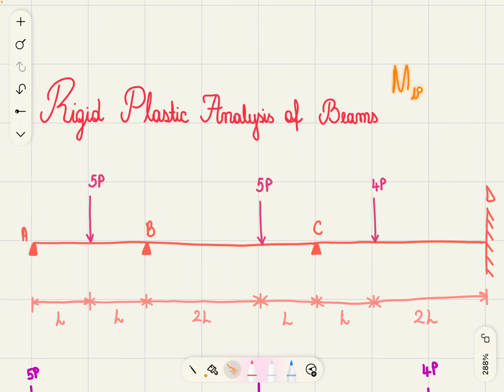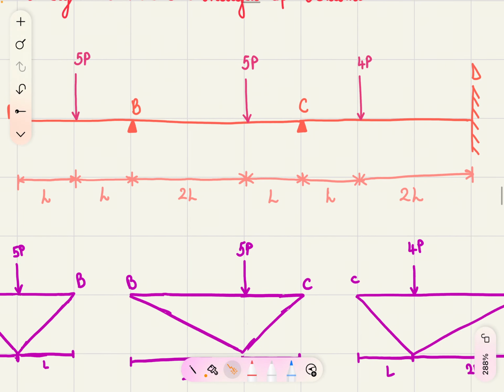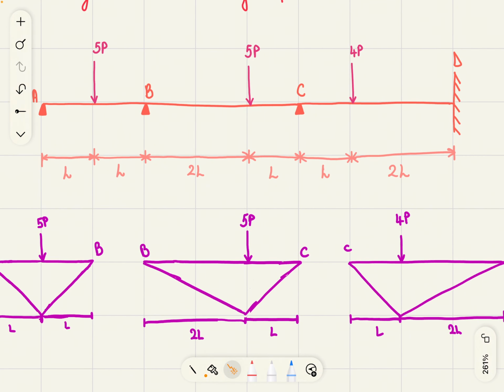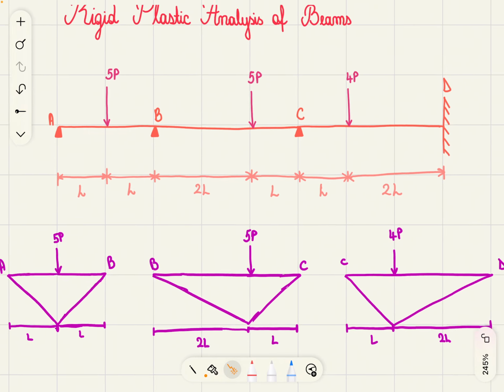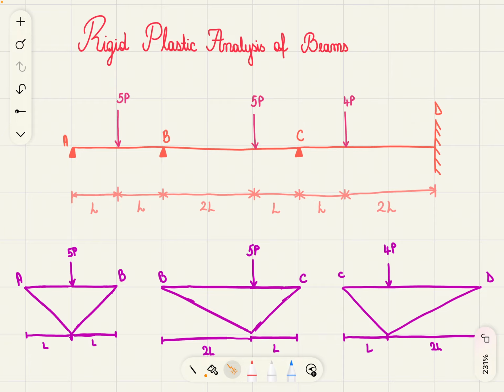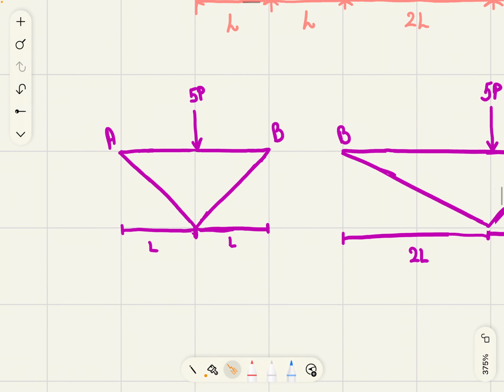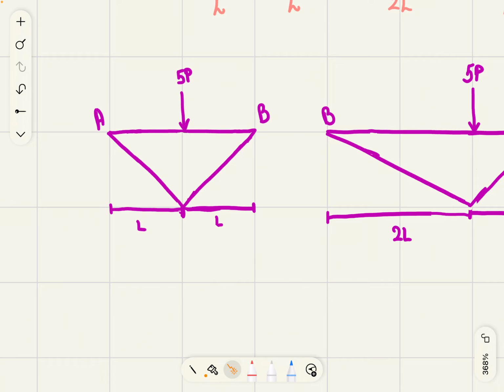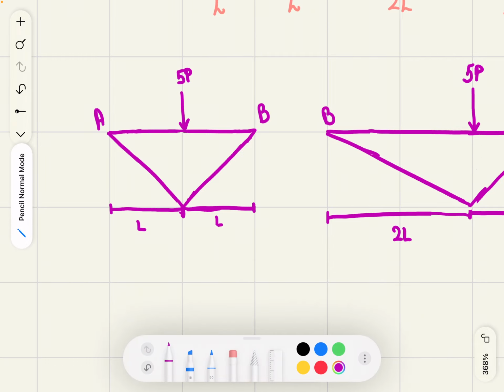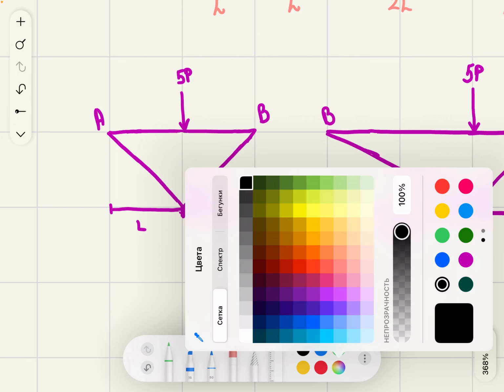So, we have a continuous beam with maximum moment capacity Mu. We are going to find 3 collapse mechanisms and then 3 collapse loads and see which collapse load is the smallest one, because that's going to be our true collapse load. So, let's start from segment A to B. We're going to have to find the angles.